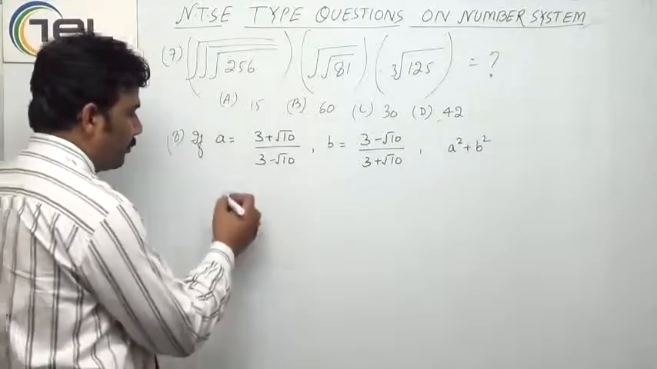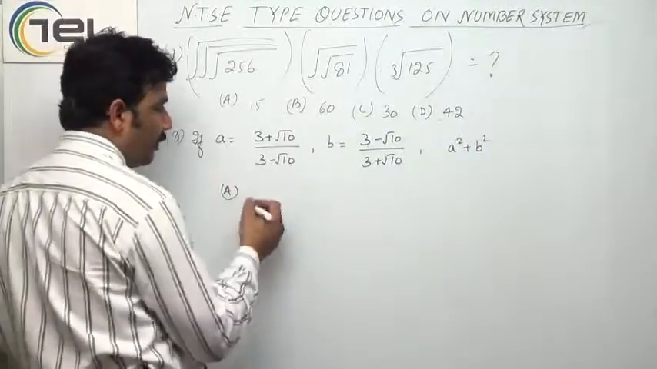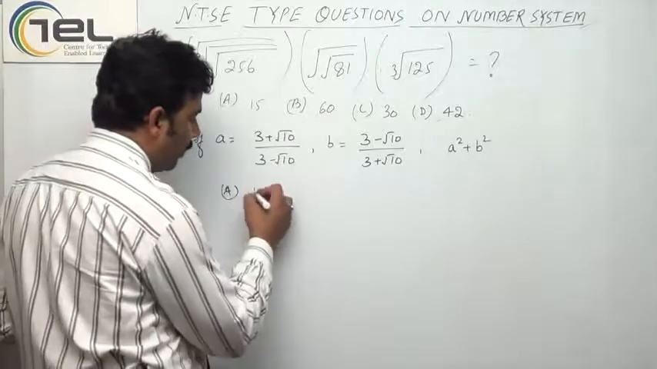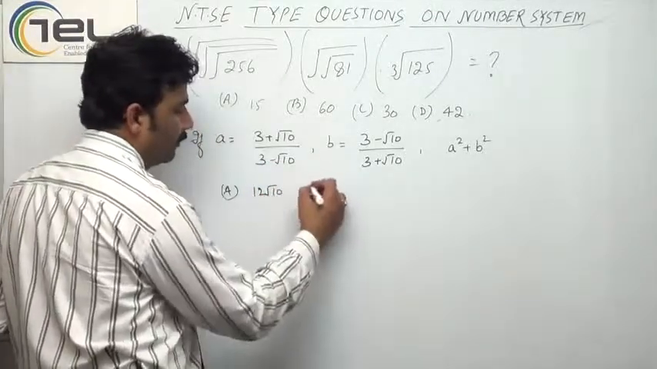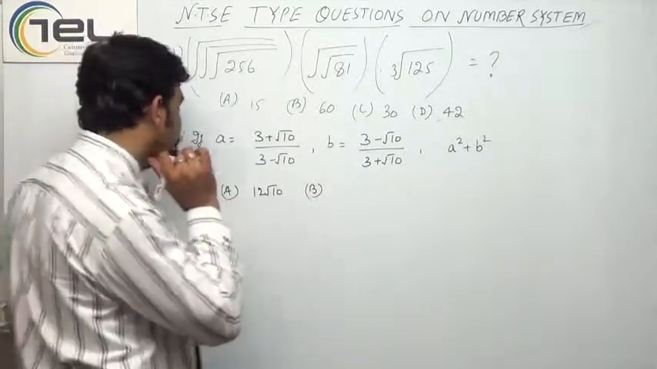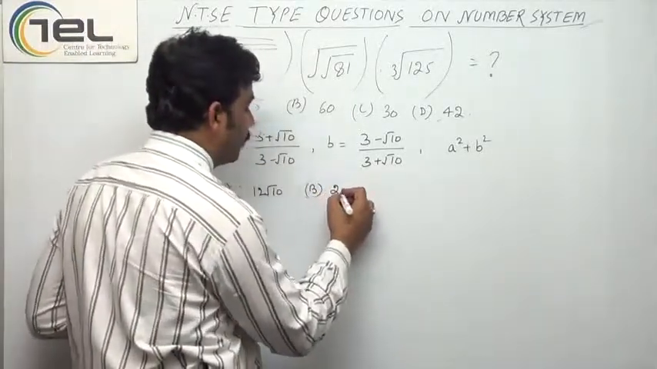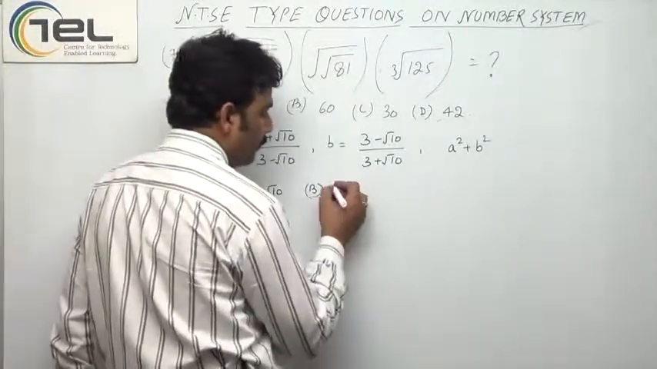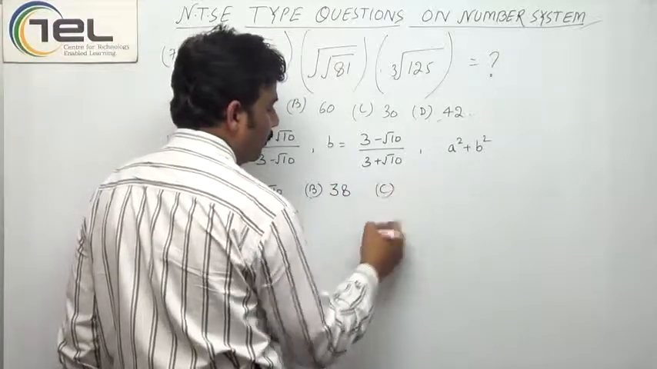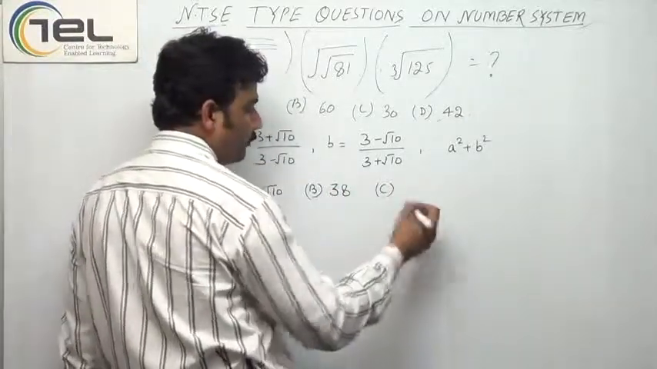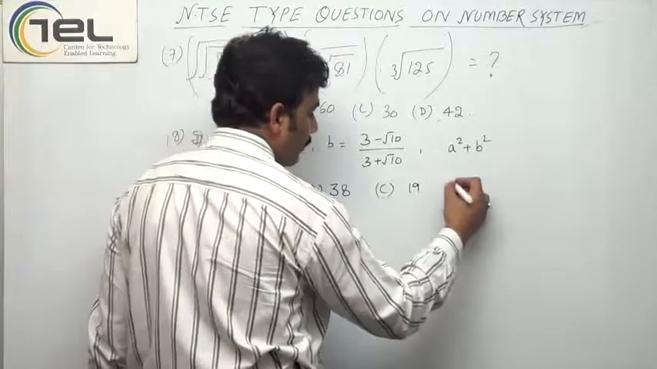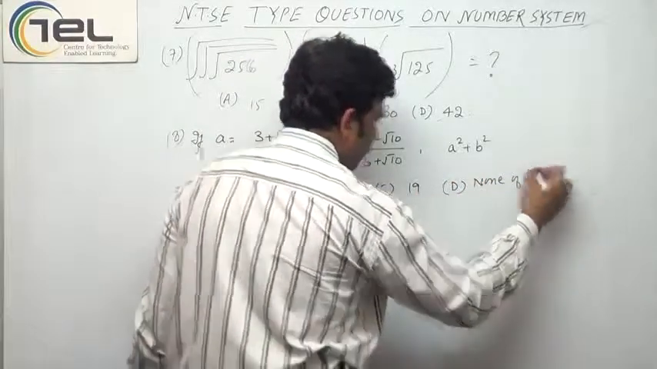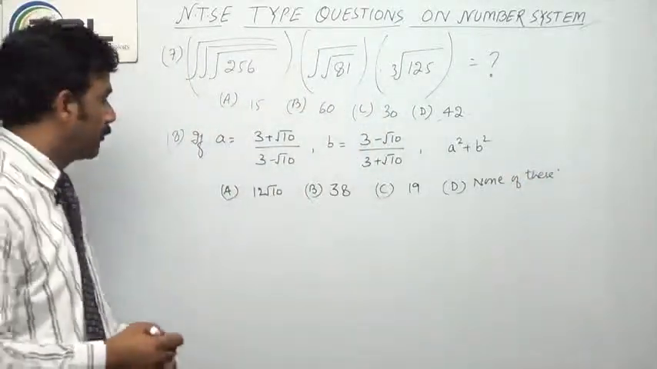I will give you some options. The options are: A, 6 into 2, 12 root 10. B option is 2 times 19, 38. C will be 19, and D option, none of these. So these are the 3 questions.